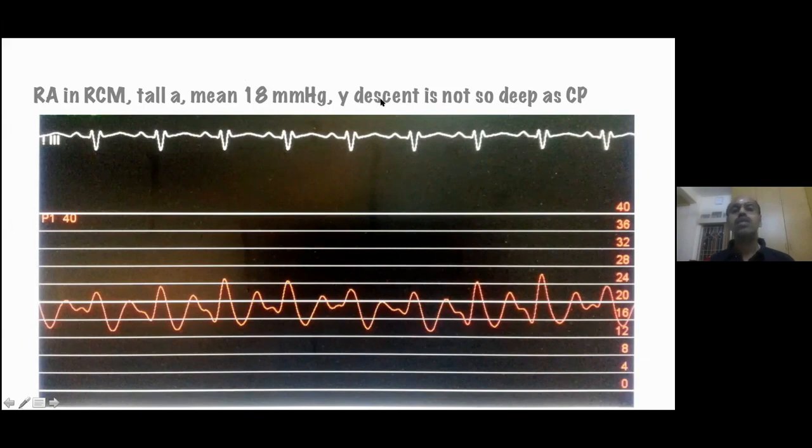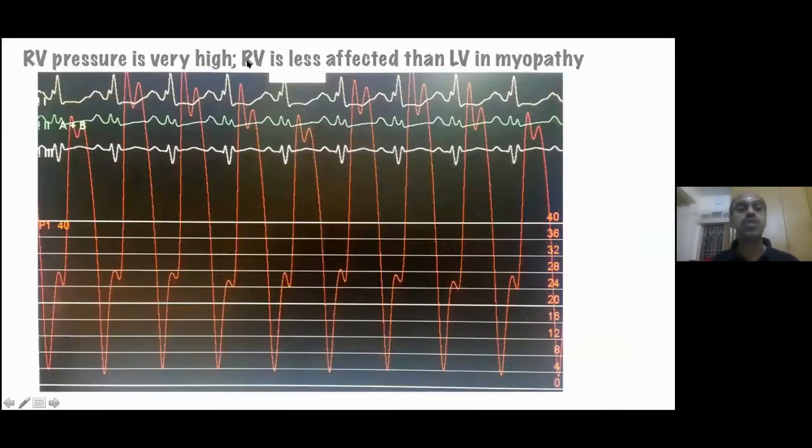However, the Y descent is not so deep. Since these patients have got a higher pulmonary artery pressure, the A wave is taller. The M pattern, with A being equal to V, is constrictive pericarditis. A will still continue to be taller in restrictive cardiomyopathy.